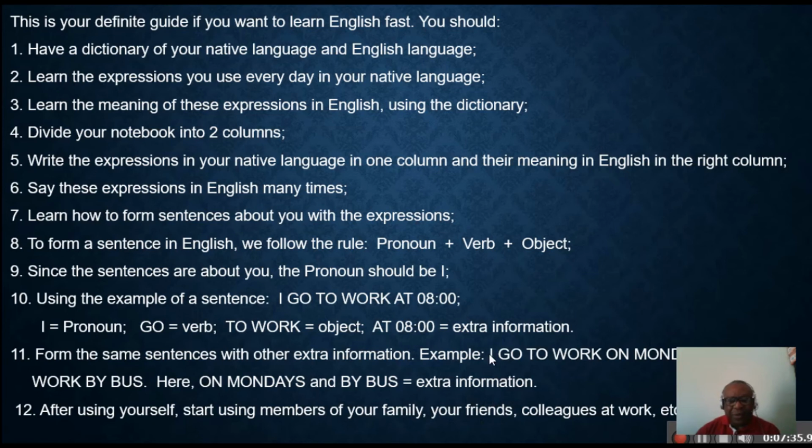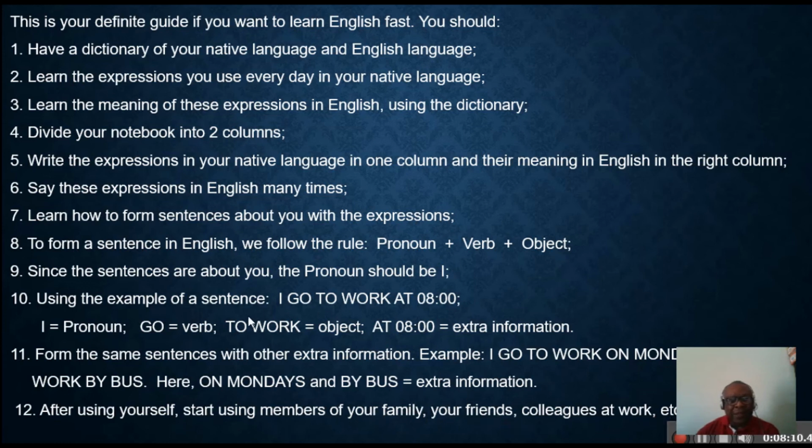About your parents, they, or your friends, now the pronouns will change. But first and foremost, the first thing you have to do is to make so many sentences using yourself, using I. You have to dominate this. Use all the expressions you know their meanings in English. Use yourself and form these basic sentences first. When you do that, you are very comfortable. You can now try other pronouns by using your family members or your friends or your colleagues at work.